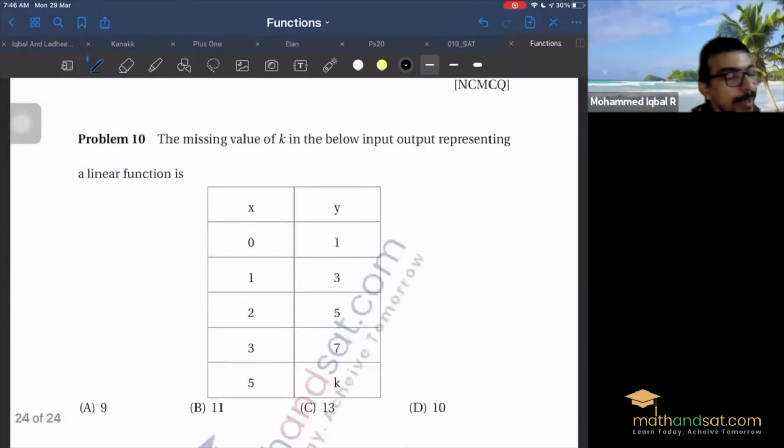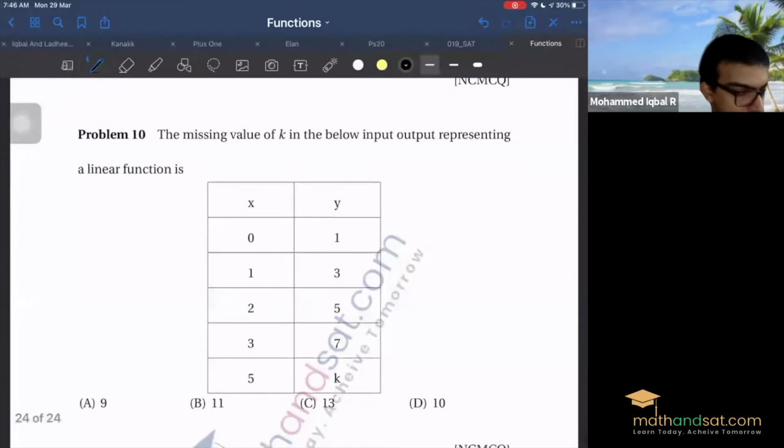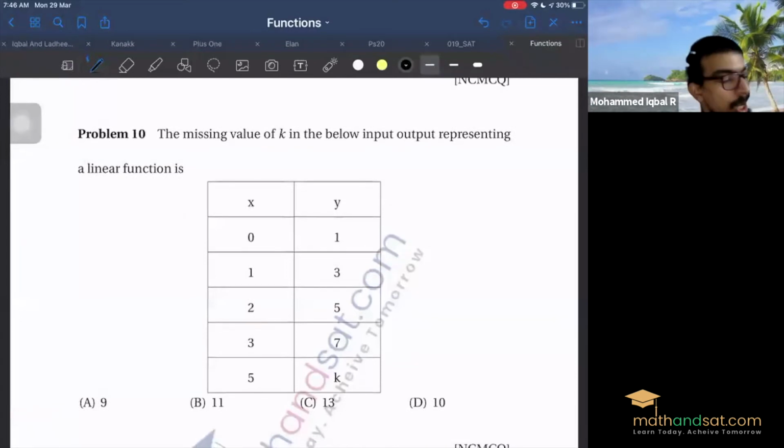Now let's look at question number 10. Find the missing value of k in the below input output table representing a linear function. So it's given that it's a linear function. There are some x values and corresponding y values given, but the relationship between x and y is not given. Of course, I'll tell you later on how to derive this relationship between x and y. But without actually finding the relationship, can you find the missing value of k? So you have to obviously look for patterns.